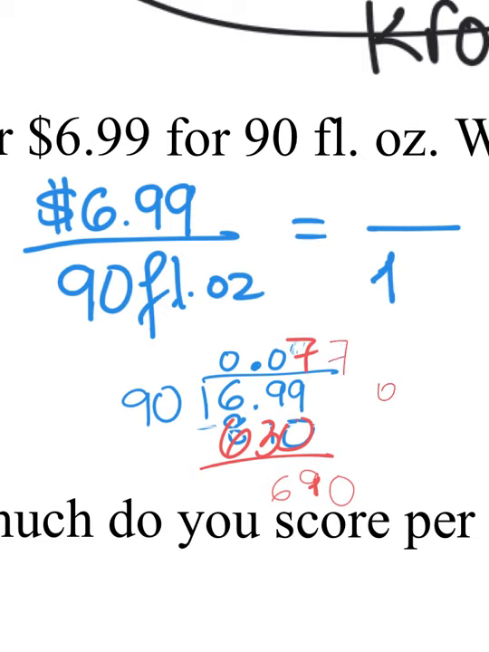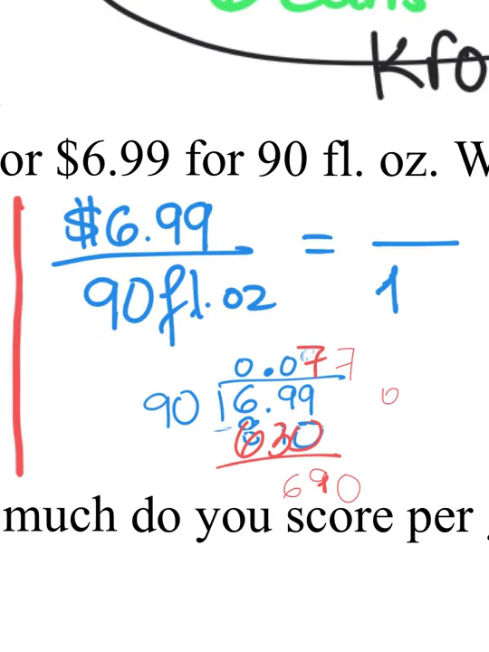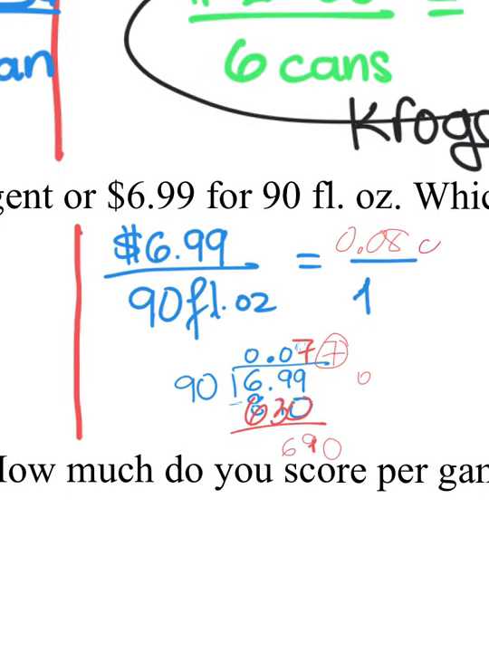So it seems like you have a non-repeating decimal. Your number goes into the thousandths, so you can round this to the hundredths. So we have 8 cents for 1 fluid ounce.